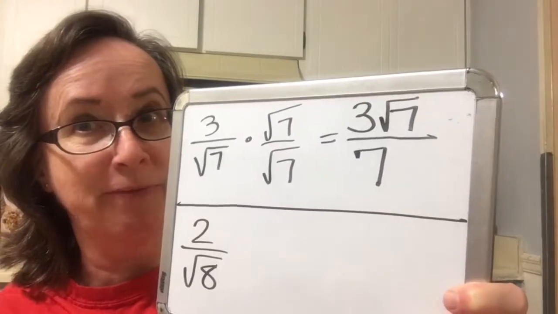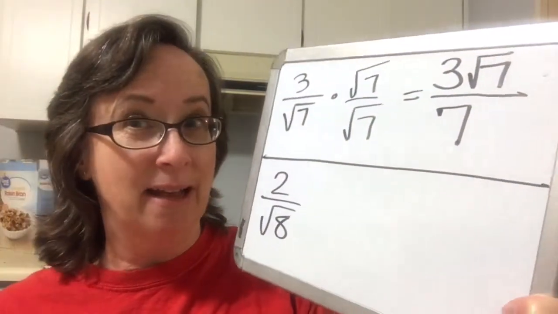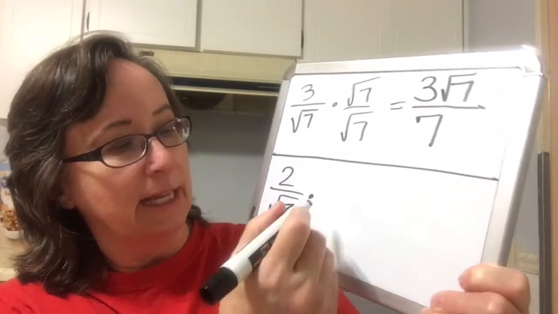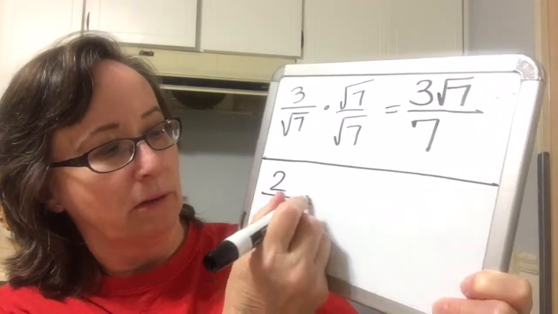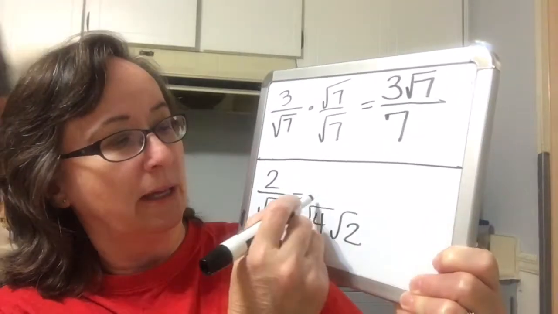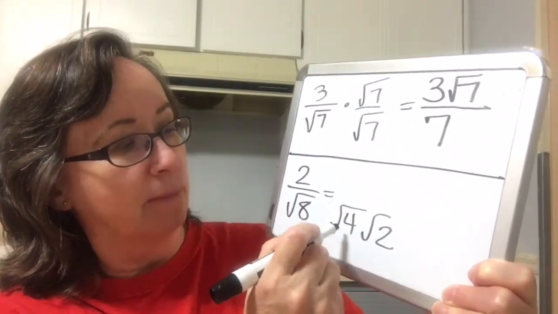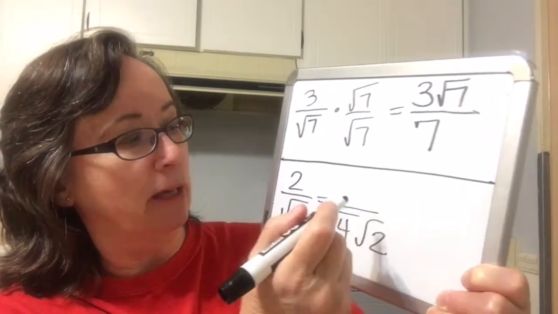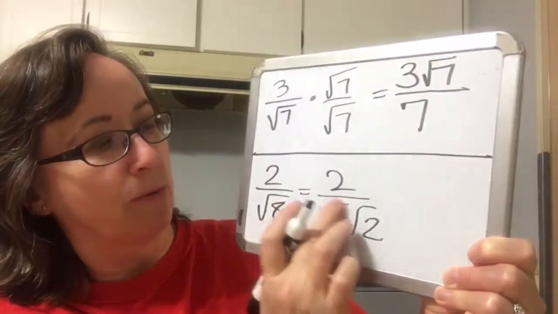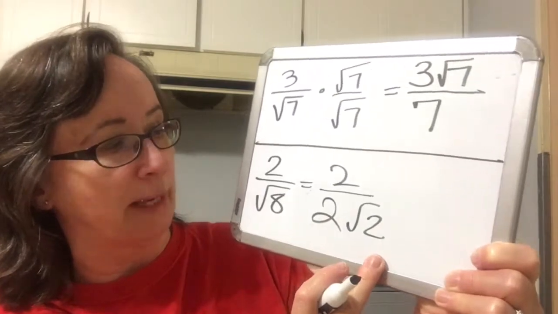And that is simplified. So now we have 2 over the square root of 8. And the square root of 8 is not simplified. So we could turn the square root of 8 into the square root of 4 times the square root of 2, and the square root of 4 is going to be 2. So this is equal to 2 over 2 square root of 2. So we're going to just simplify it. We haven't multiplied by anything.